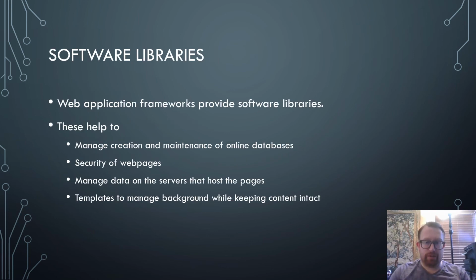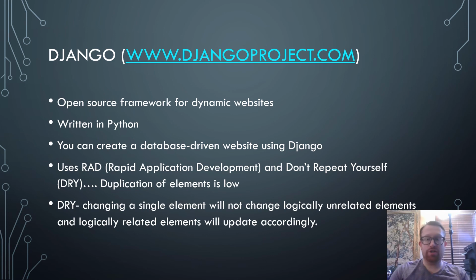So software libraries. Web application frameworks provide some software libraries. This is to help manage the creation and maintenance of online databases, the security of the web pages, to manage data on the servers that host the pages, and there's templates to manage the background while keeping the content intact. So there are two main web application frameworks that the text mentions.